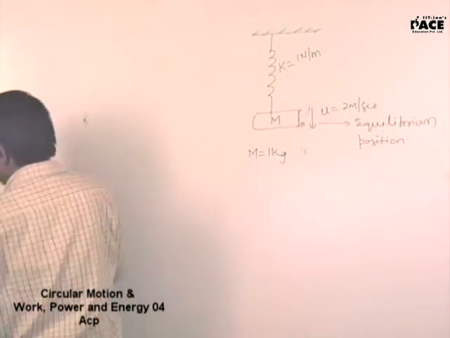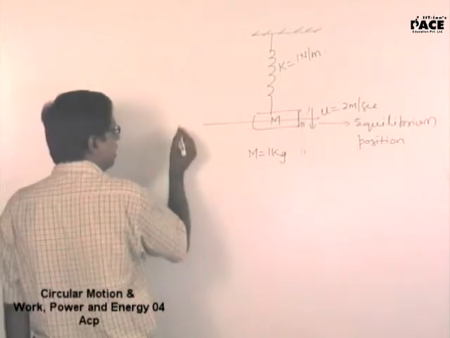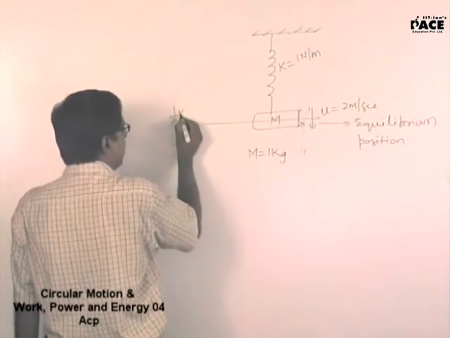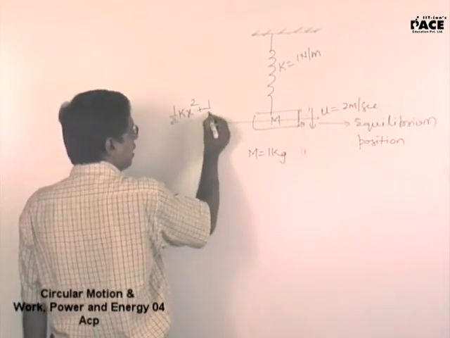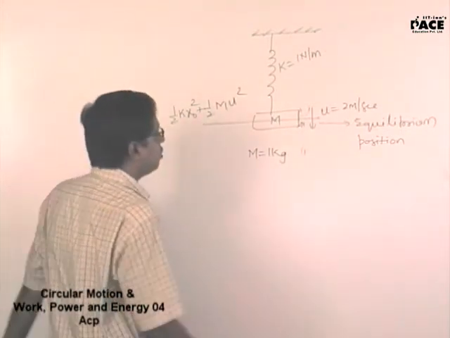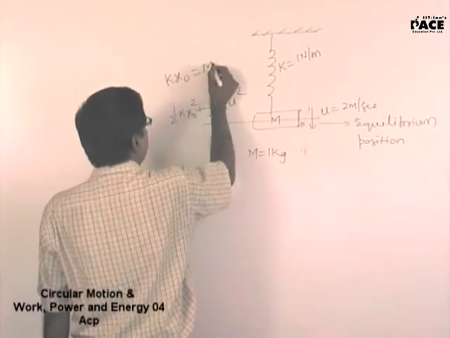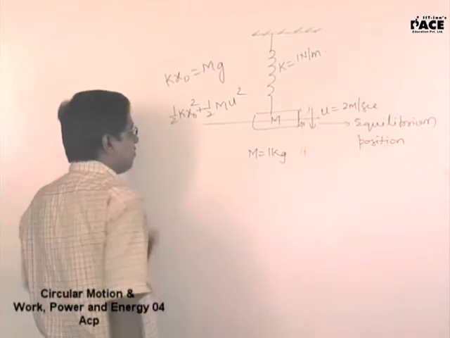When you conserve the total mechanical energy, what is the total mechanical energy here? I will take half kx square plus half capital M u square. I'll call it x0. How do you know the value of x0? x0 I will know because kx0 is equal to capital Mg. This x0 I will substitute here.